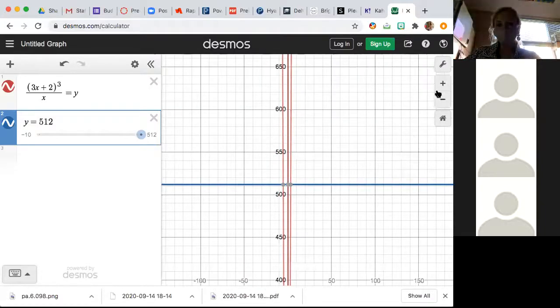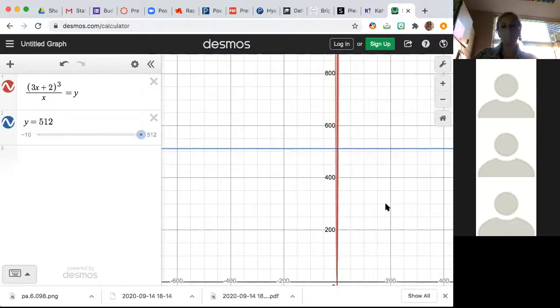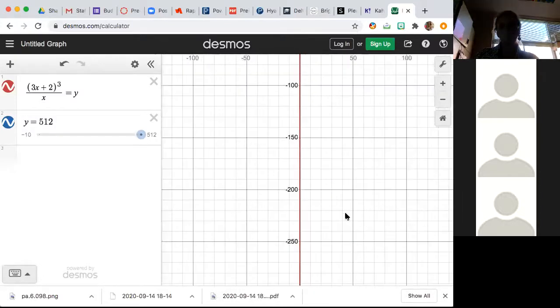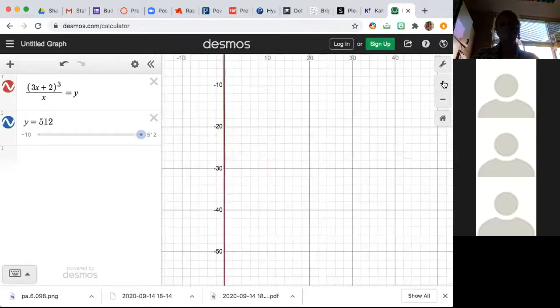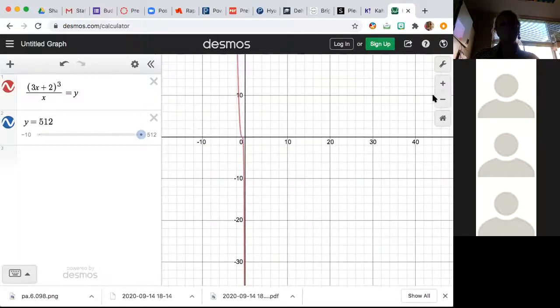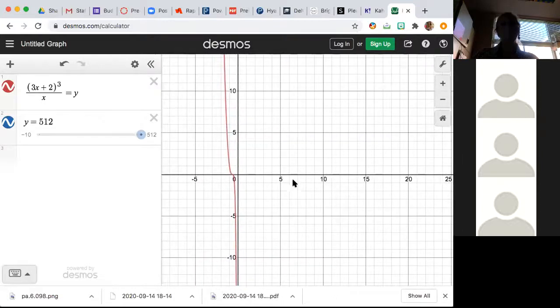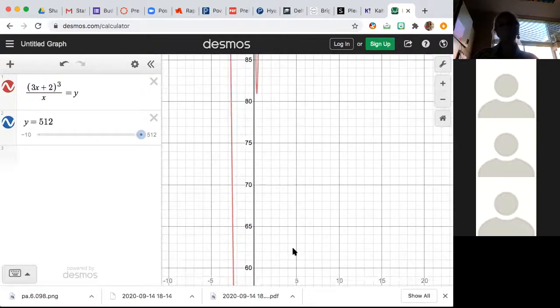Let's see. Zooming out is not going to help me. Oh my God, and I did it anyways. So if it's cubic, so if it is cubic and it is divided by x, basically what's going to happen, and I'm going to scroll all the way up so y'all can see it.